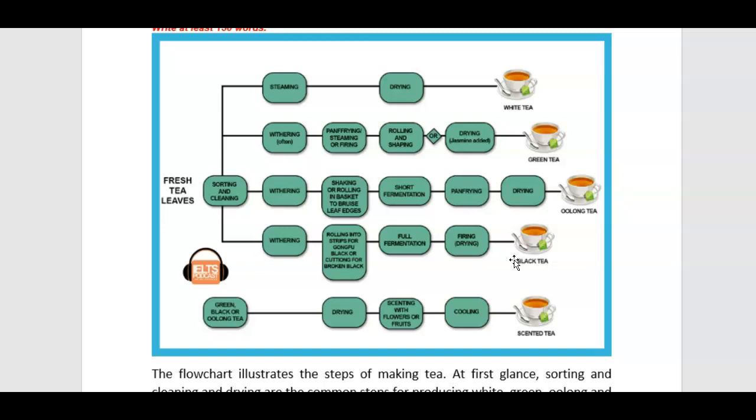For oolong and black tea, fermentation is the next step involved. For oolong, this is short, whereas for black, this is full. And then oolong is the only one that has an additional step before drying, which is pan frying. Okay, so then that's it. You're done. You've talked about all the steps. Then you could talk about the production of scented tea. So that's kind of how I would have done this.